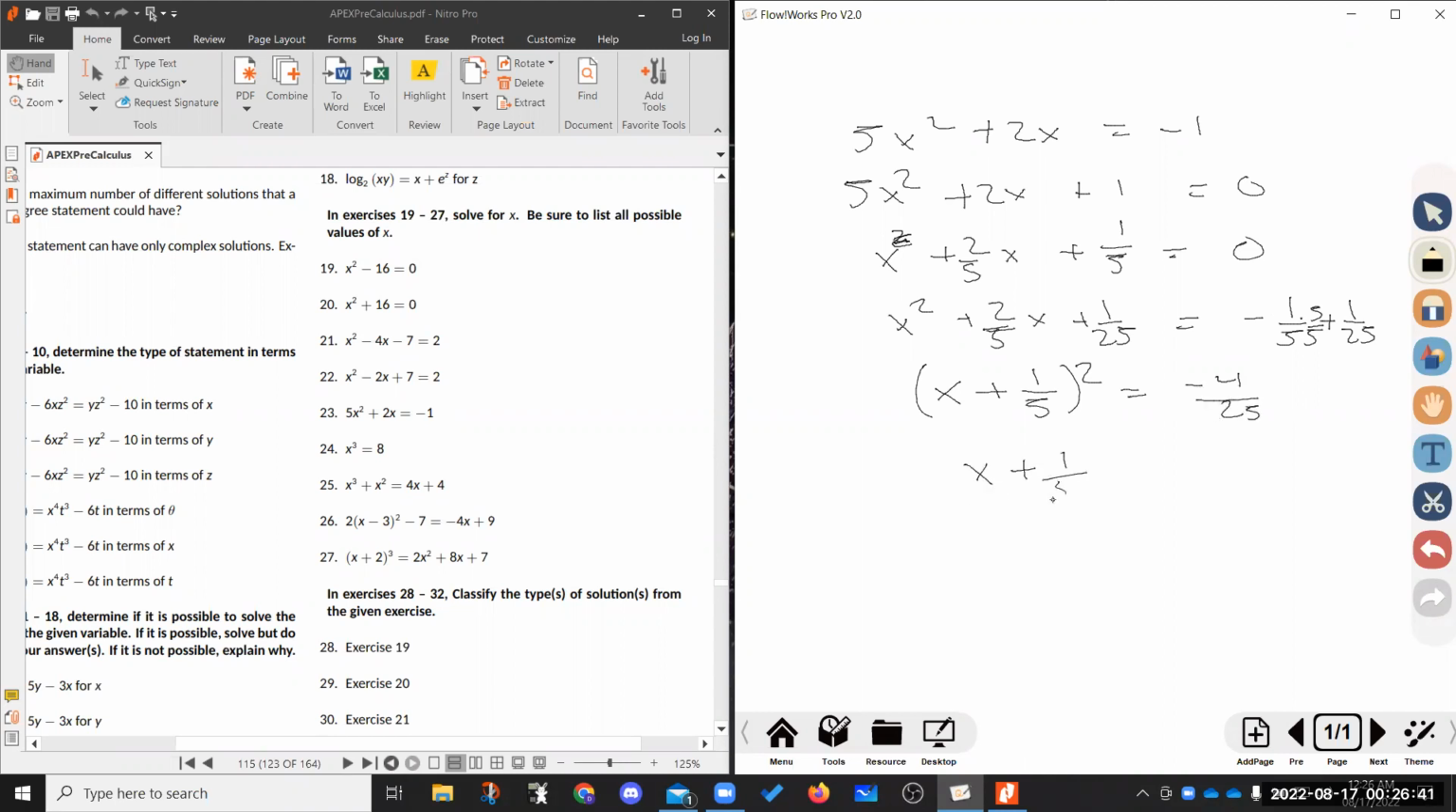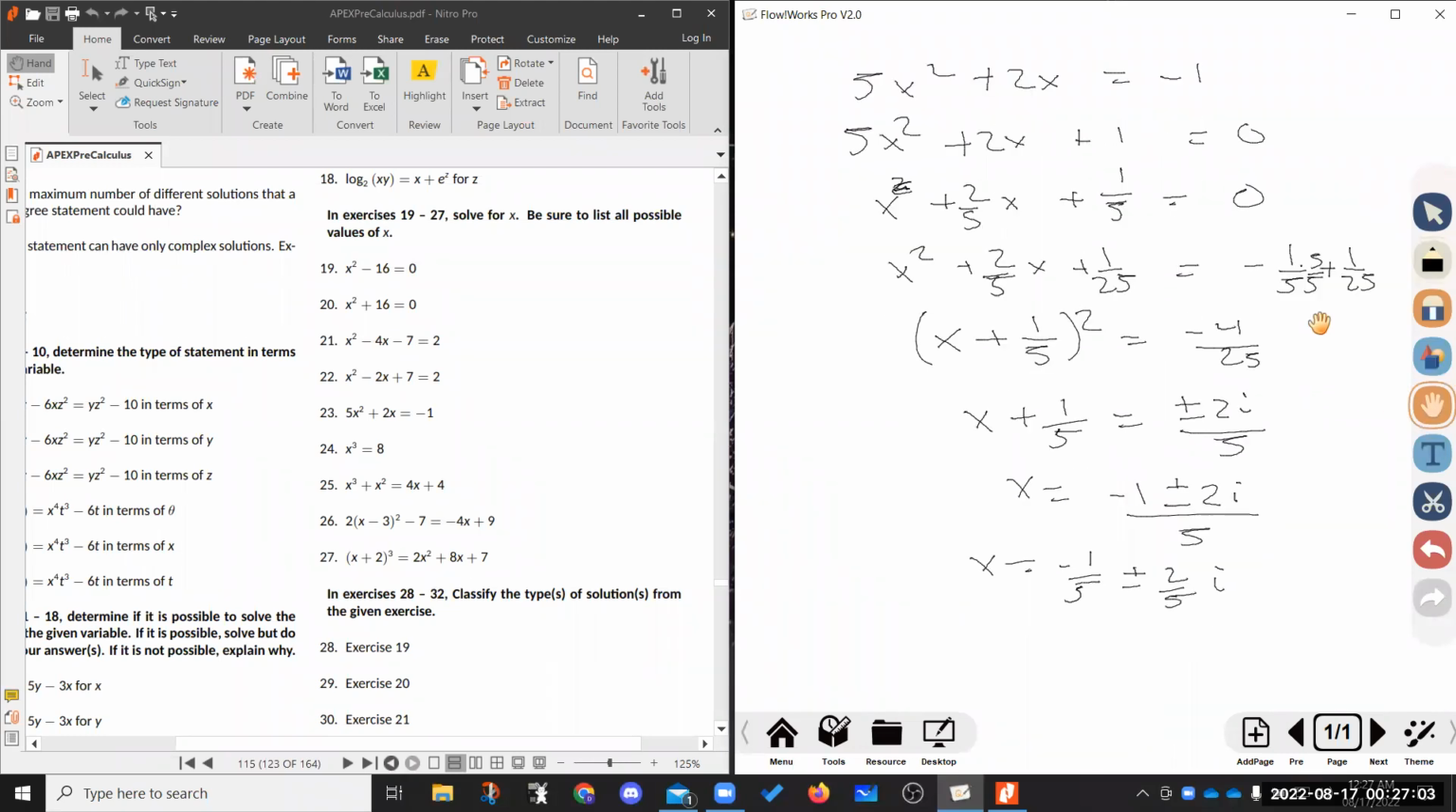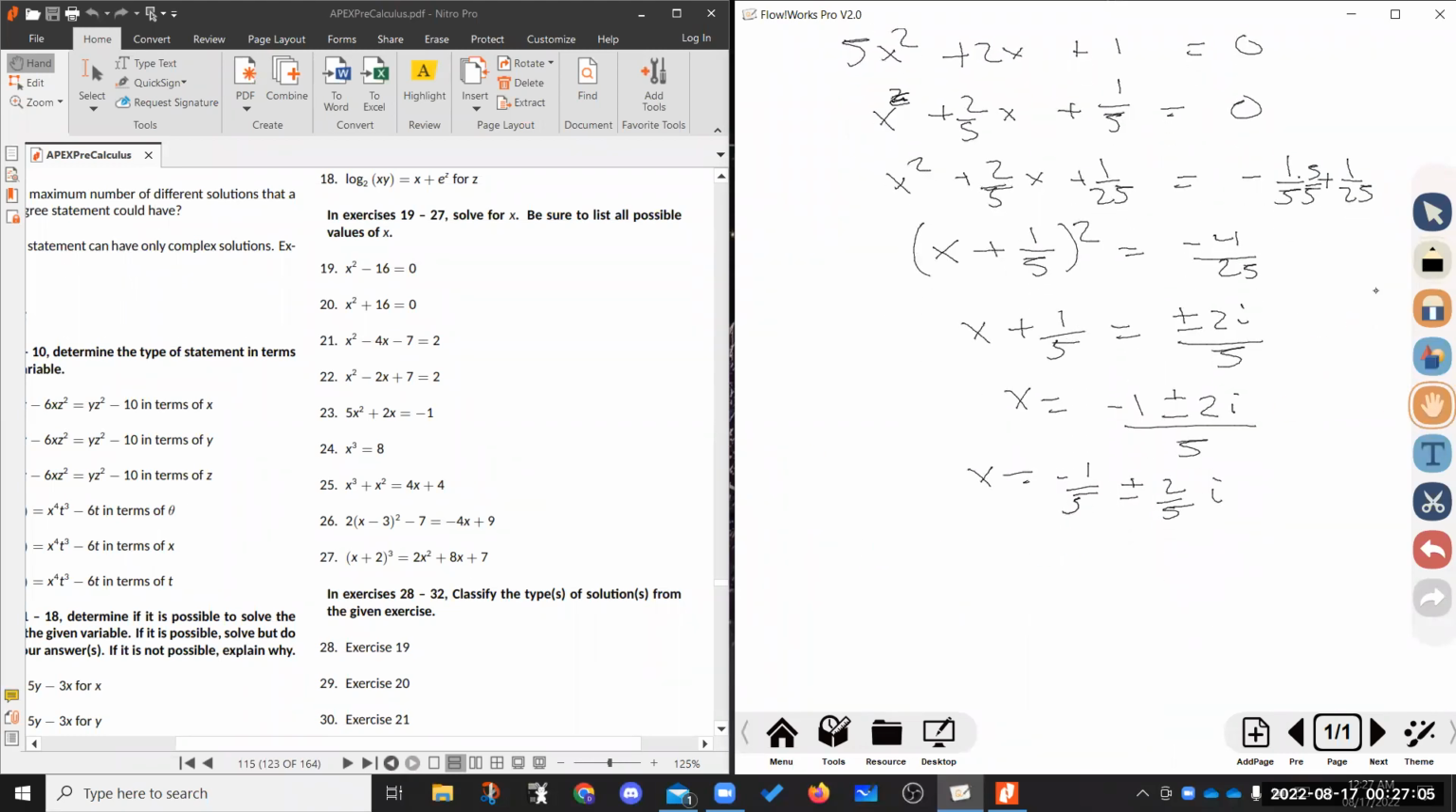X plus 1/5 is equal to plus or minus 2i over 5. X is equal to negative 1 plus or minus 2i over 5. X is equal to negative 1/5 plus or minus 2/5 i. So my two answers here are going to be negative 1/5 minus 2/5 i, negative 1/5 plus 2/5 i.